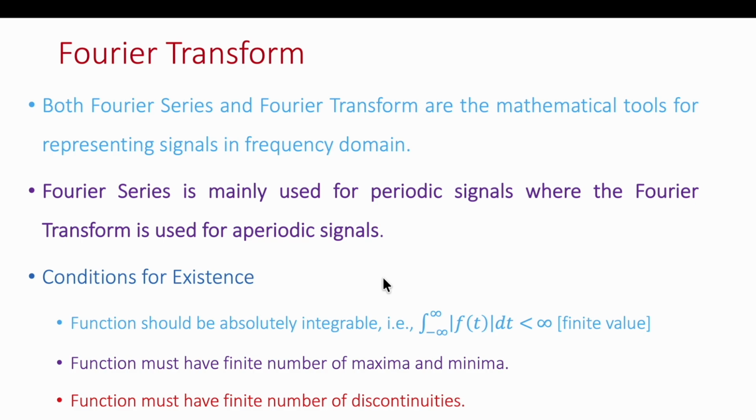The third condition is that the function must have a finite number of discontinuities. Discontinuity means irregularities. If a function has a finite number of irregularities or disconnections, then you can take the Fourier transform. But if the function has an infinite number of discontinuities, then you cannot take the Fourier transform. So in order to apply the Fourier transform over a signal, the signal should fulfill these three conditions.